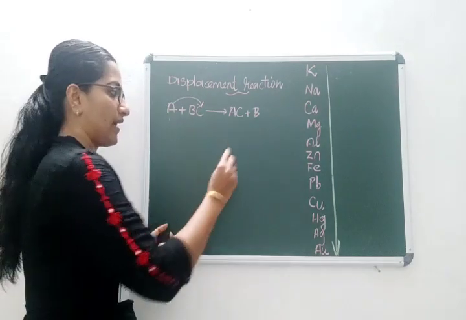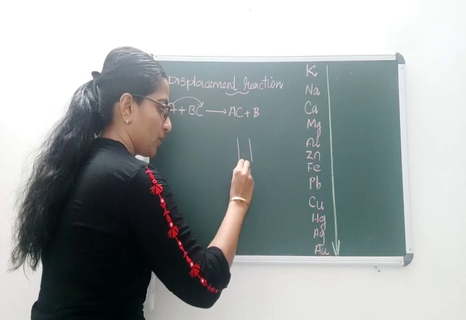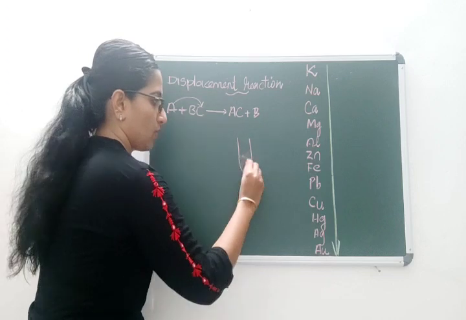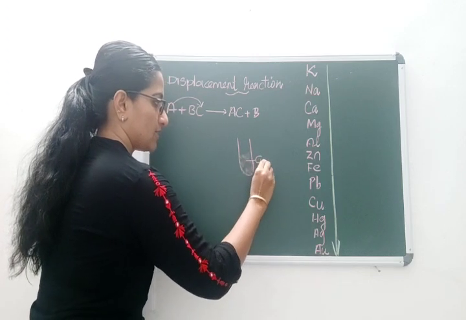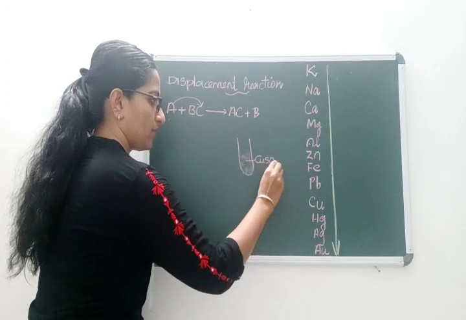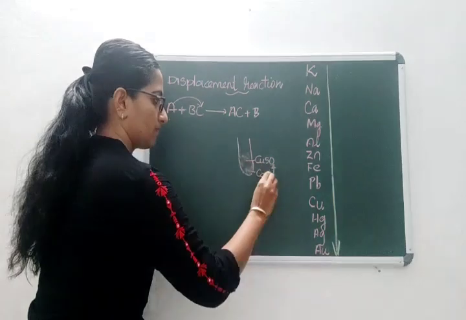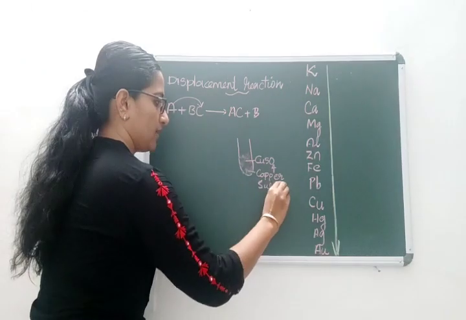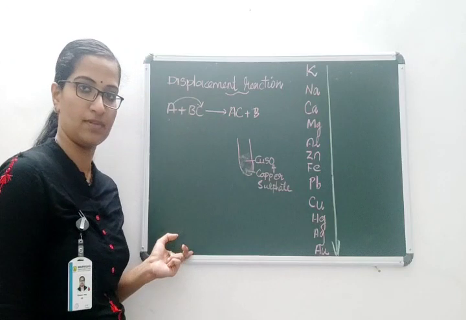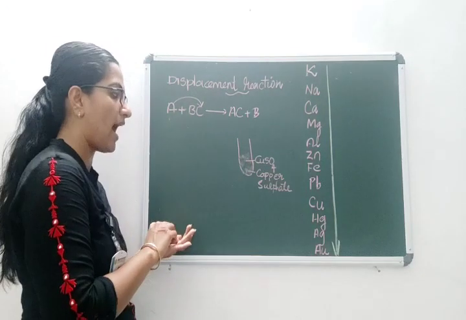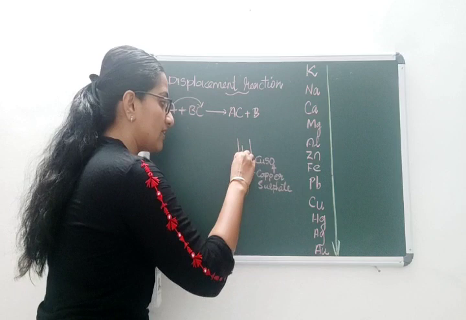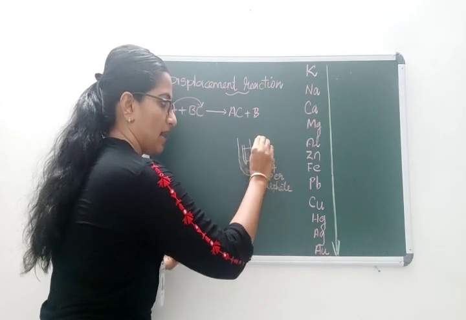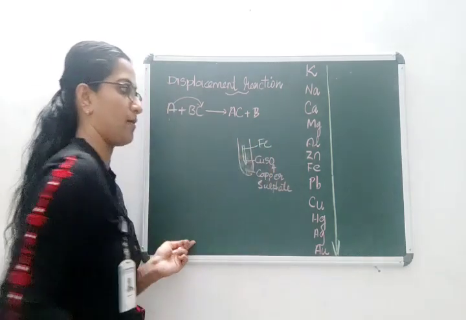Let me tell you a simple activity. In a test tube, you have copper sulfate solution. The symbol of copper sulfate is CuSO4. To the copper sulfate solution, I am going to immerse an iron nail, a nail which is made up of iron. The symbol of iron is Fe.